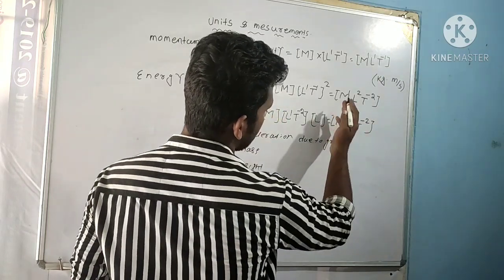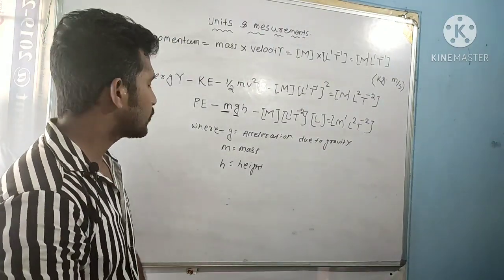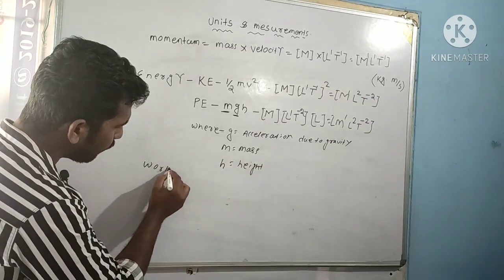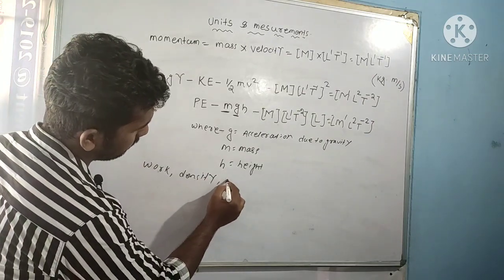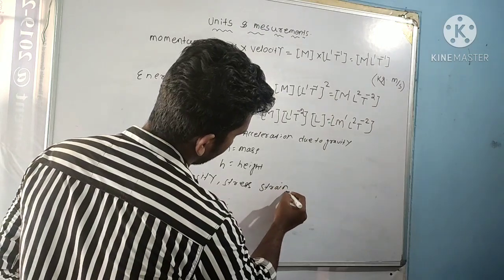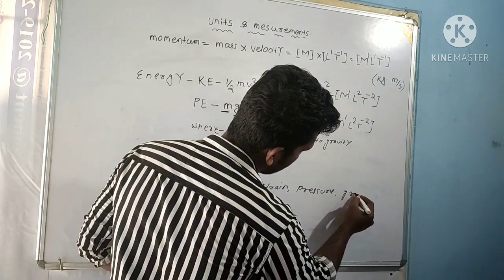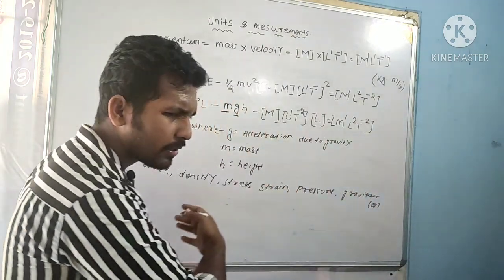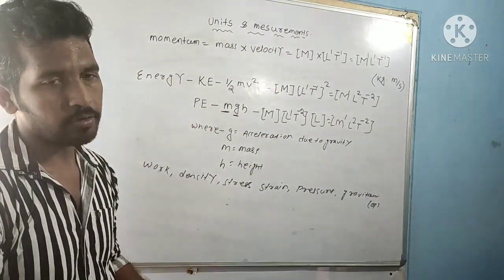Then kinetic energy and potential energy have the same dimension. There are many such physical quantities with dimension formulas: work, density, stress, strain, pressure, gravitational constant, this is capital G. There are many quantities, and we have to remember all their dimension formulas and units.